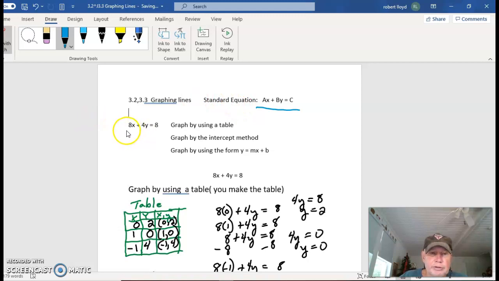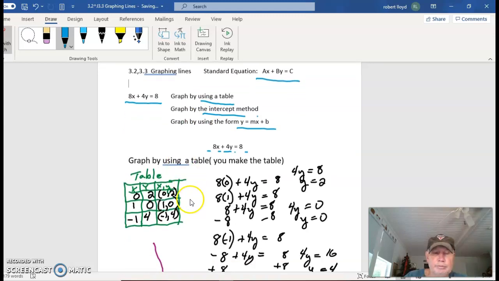So we're going to start with this equation, 8x plus 4y equals 8, and we're going to show you the three ways of graphing this equation: one using a table, one using the intercept method, and one using the slope-intercept formula. So again, this is our equation that we're given. And the first one we're going to do is make a table.